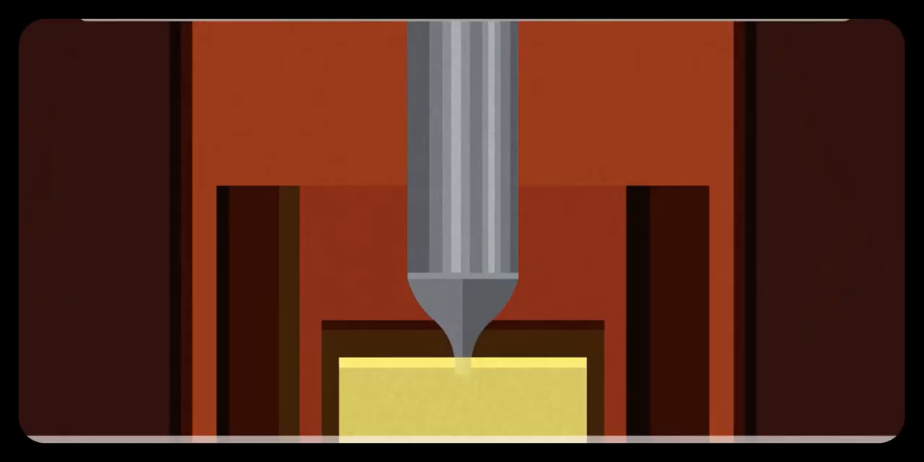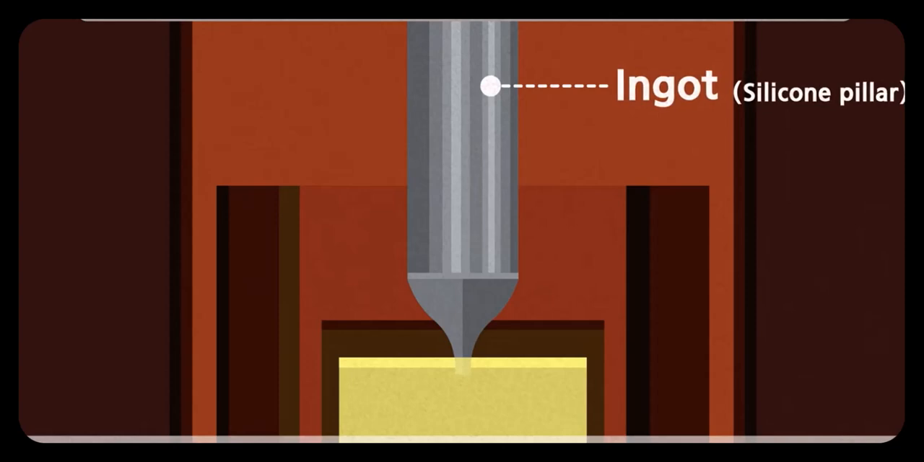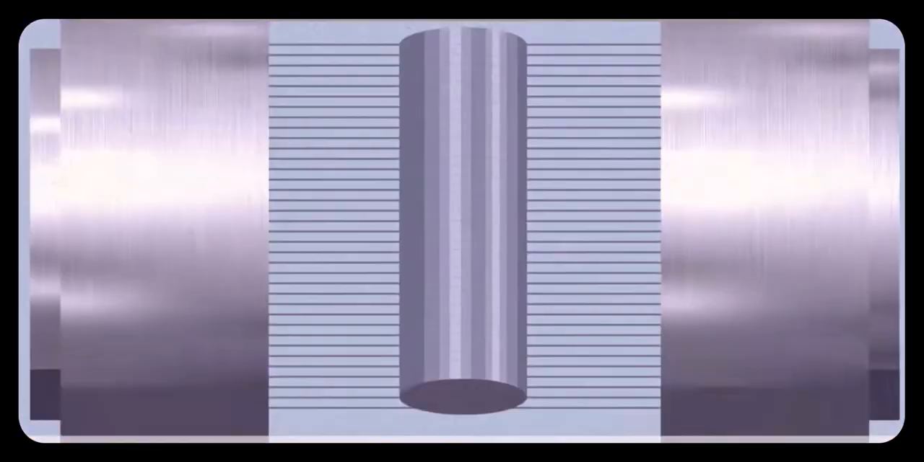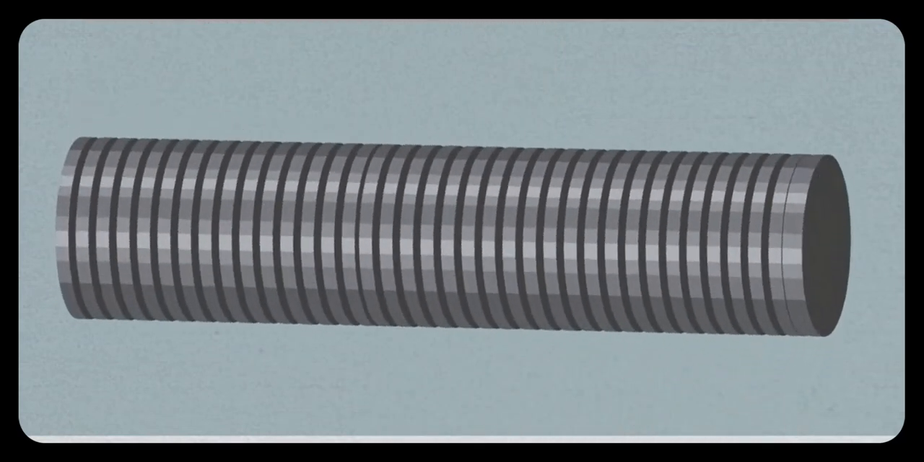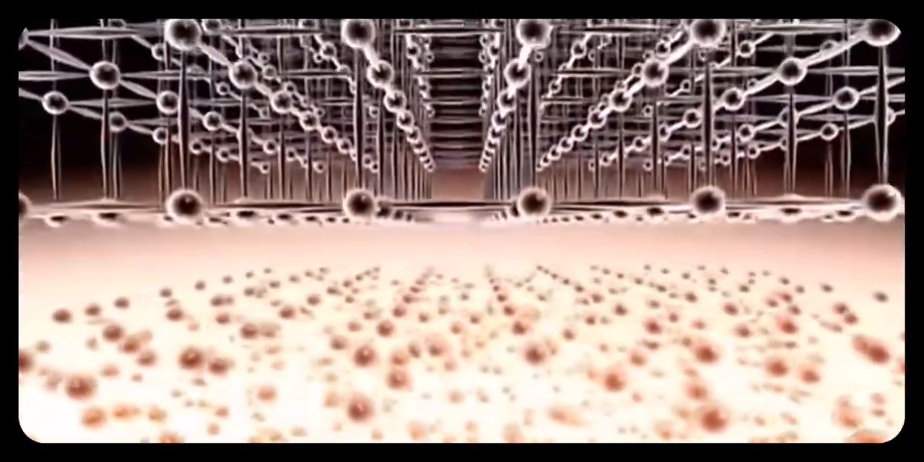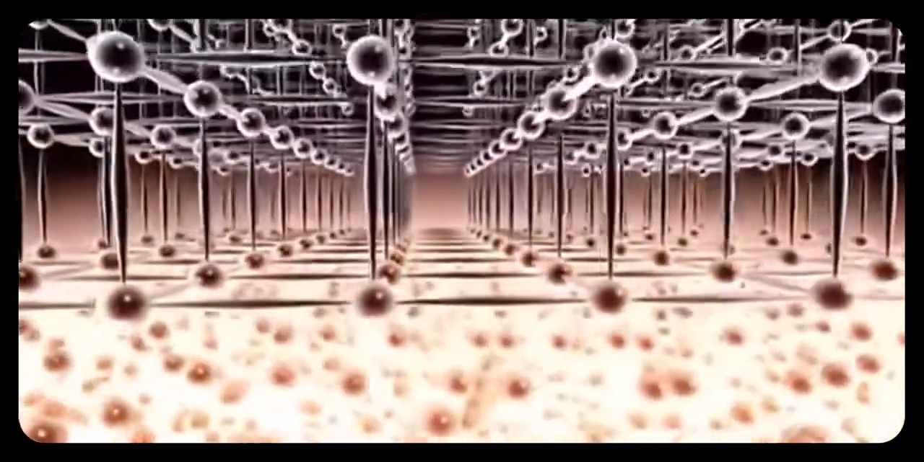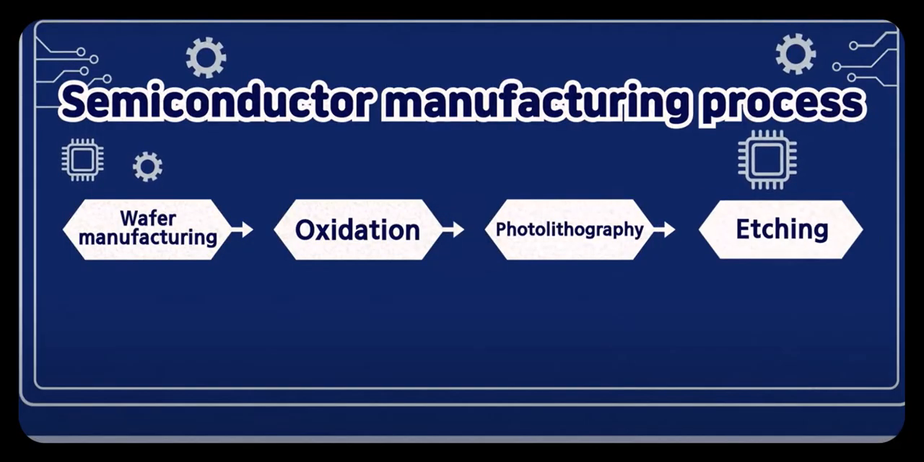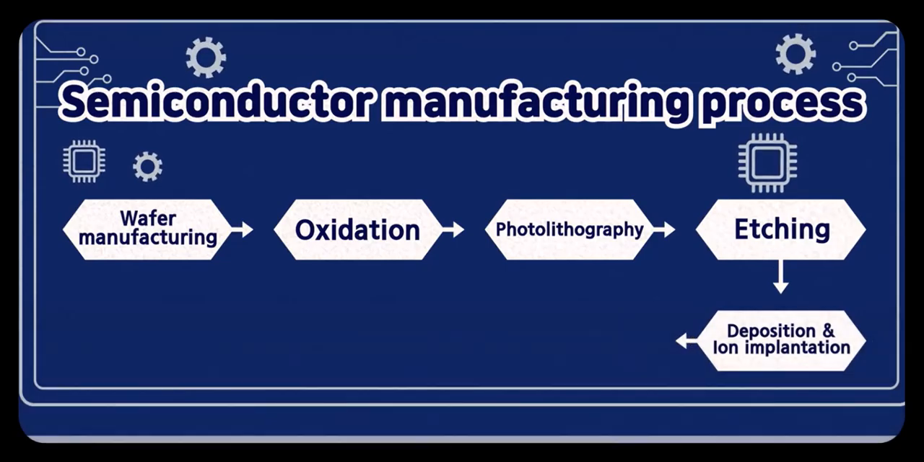Sand combined with CO2 and melted in a crucible and solidified to produce a 99.9% silicon rod called an ingot. These are sliced into discs called silicon wafers. This results in a perfect silicon lattice arrangement shown here. To build transistors, several steps need to be repeated.